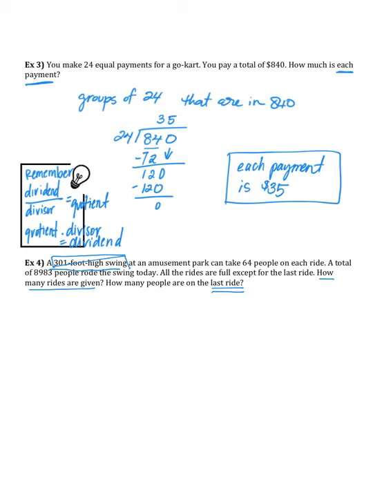So we want to continue on that we know we're talking about looking at totals. So we know we have 64 people on each ride. So this is a number that we're definitely going to need, and that the total number of people is 8,983. So we're looking at the number of groups of 64 in 8,983. So remember, when we are looking at number of groups in something, that means we're referring to division. So we're going to need to find the quotient of 8,983 and 64. So I'm going to write this out.